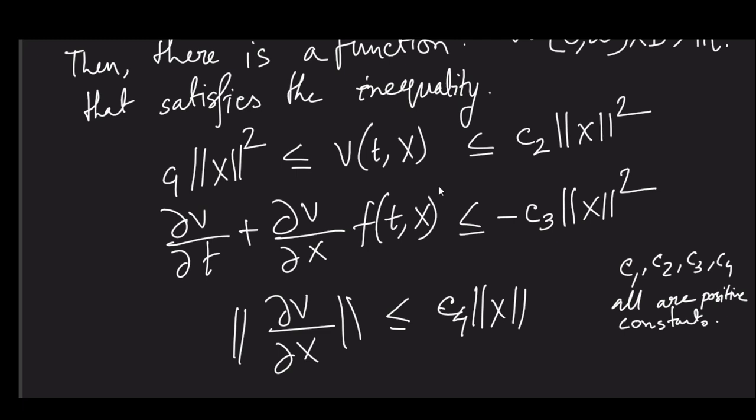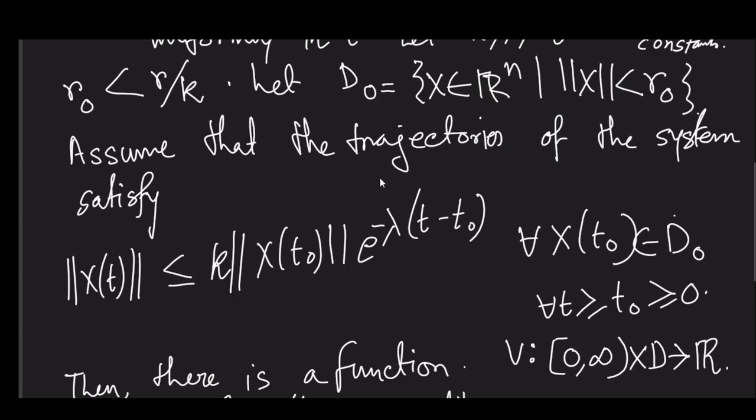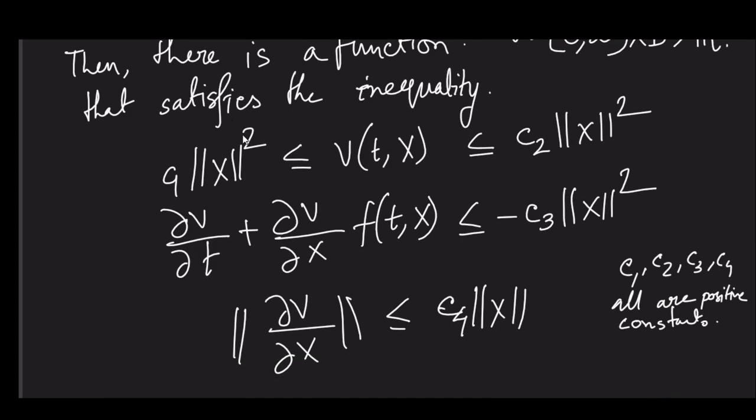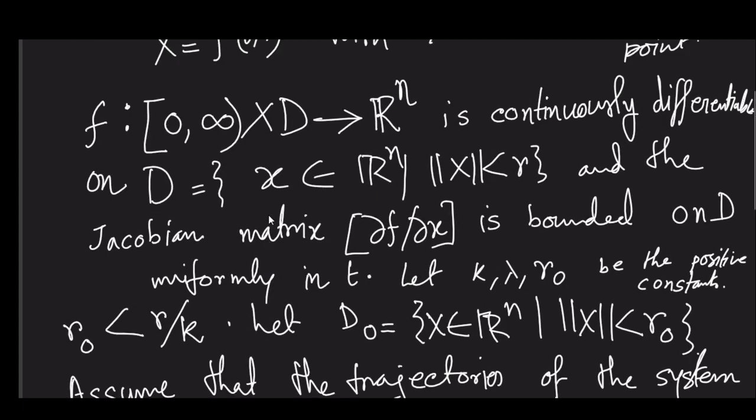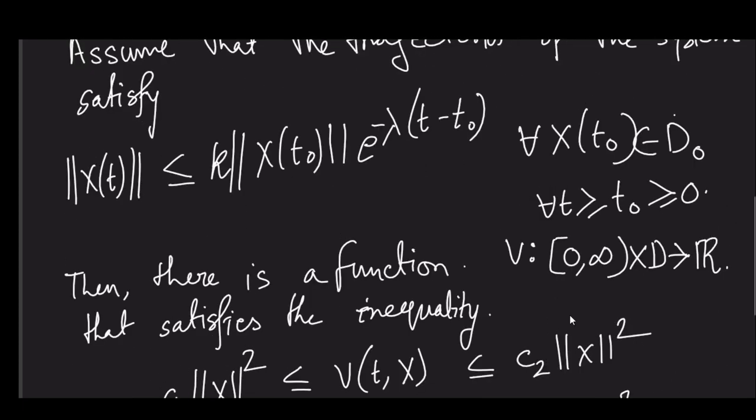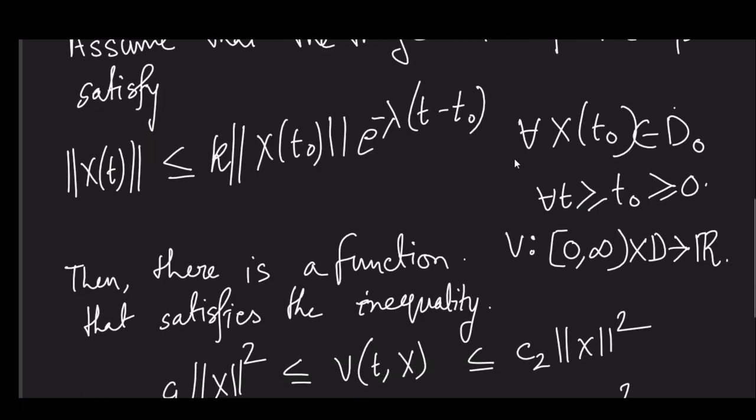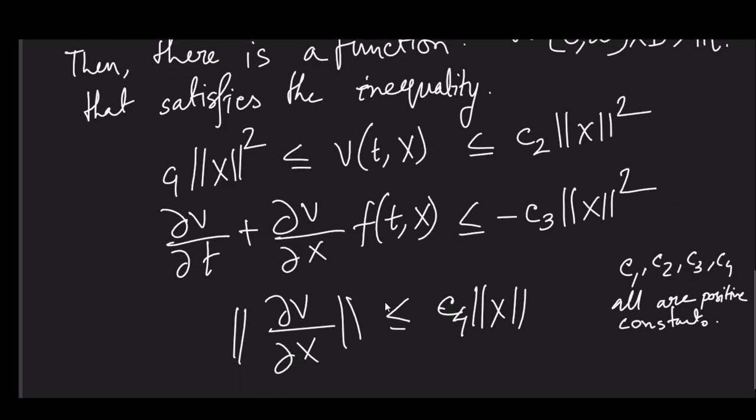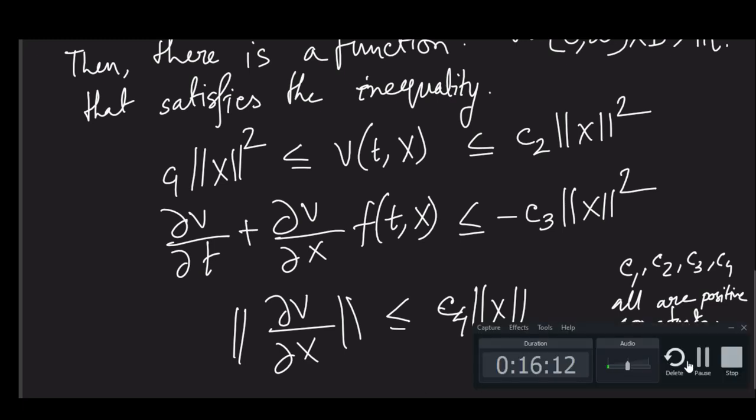Now try to understand the very basic things: what I stated before writing this theorem in a formal, mathematical description, we are going to do exactly the same thing. We are assuming that if the system is globally exponentially stable, then all these things will hold good for a function, and then the trajectory will also be like this. If your trajectory satisfies this, you have already assumed your system is exponentially stable, and for that you will get all these things. So now we'll try to prove this theorem.